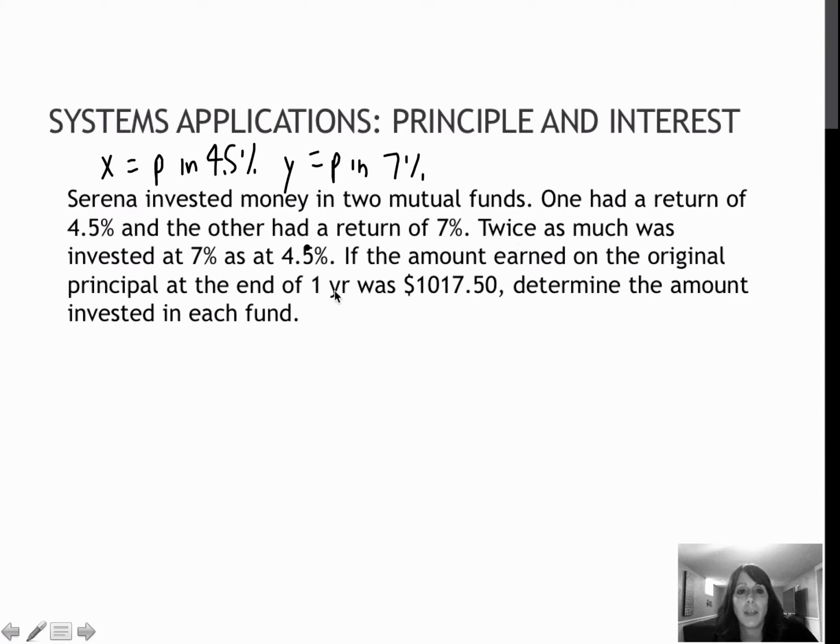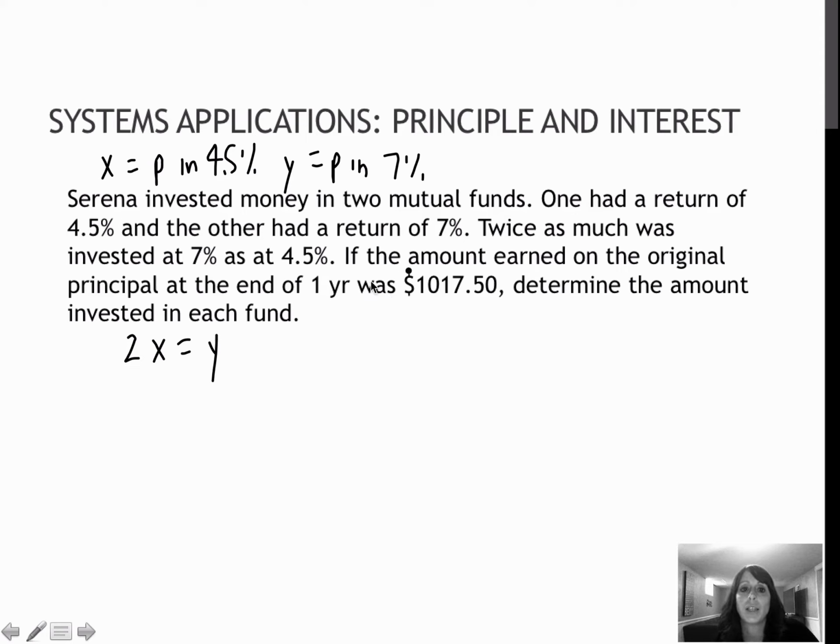I am then going to take a look at the other information that they give me in the question. So it says twice as much was invested at 7% as at 4.5%. So twice as much in the 7% account as in the 4.5% account. So I would say that x, which is the amount in the 4.5% account, times 2 should equal y. So if I doubled the amount in the 4.5% account, I should get what's in the 7% account.